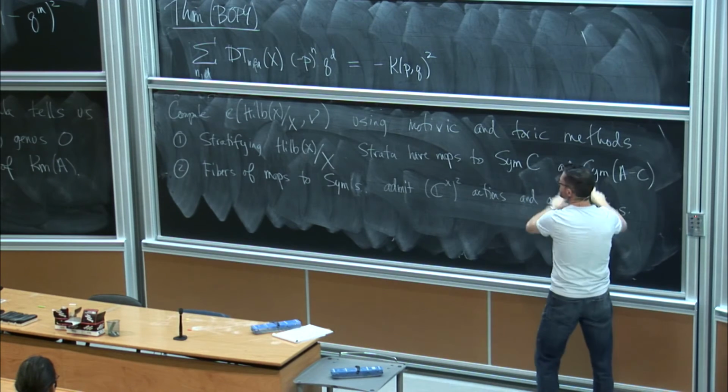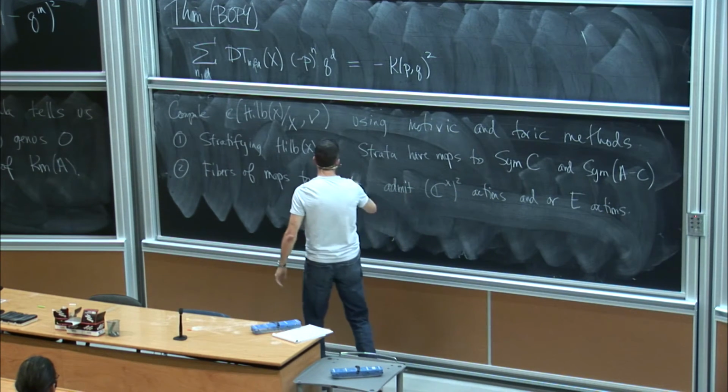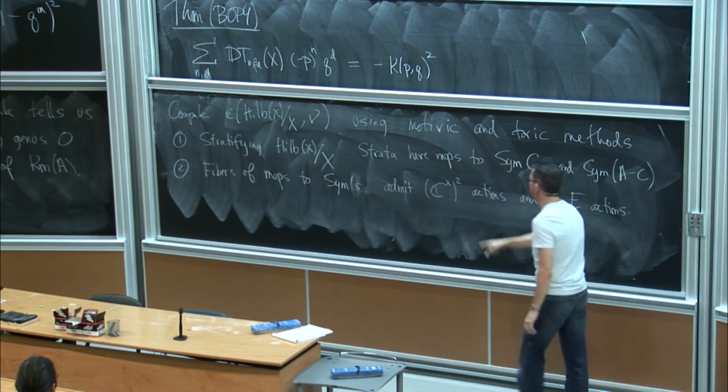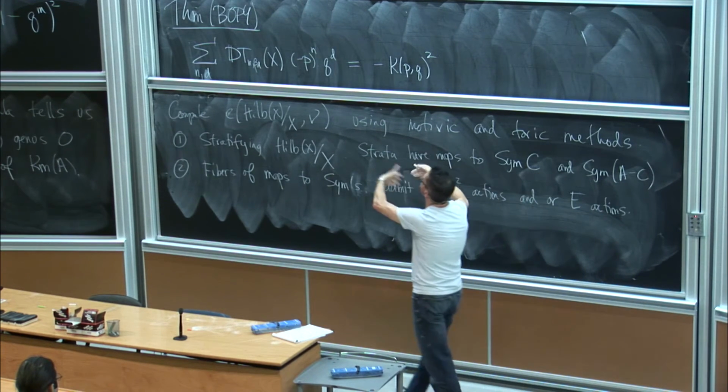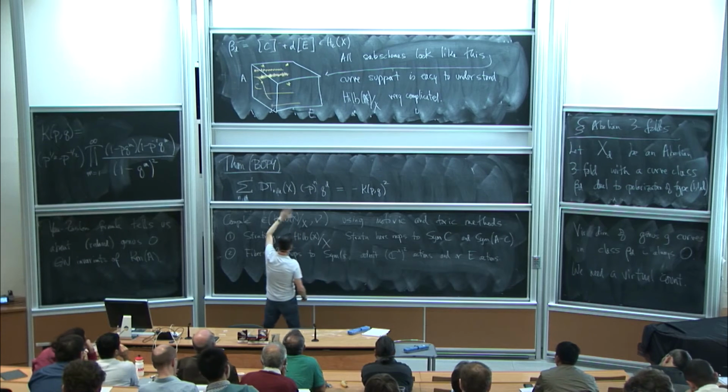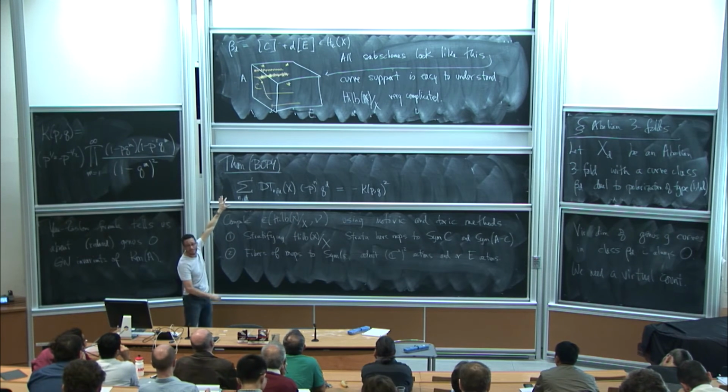Yeah, so there's two sims here. The maps to the various sims, you can think of it as sums over products of sims. So just think, what is that fiber? The fiber just means I'm going to fix the curve support.